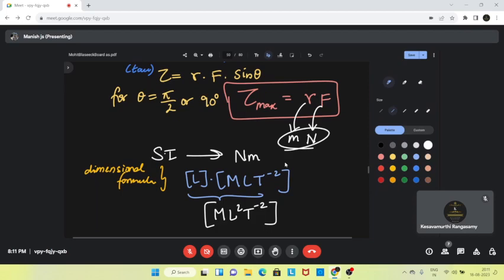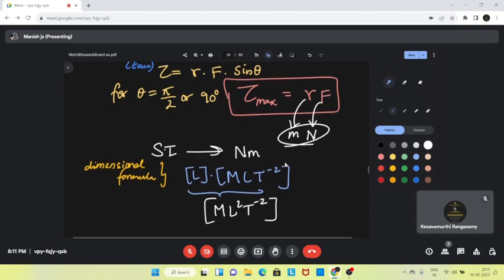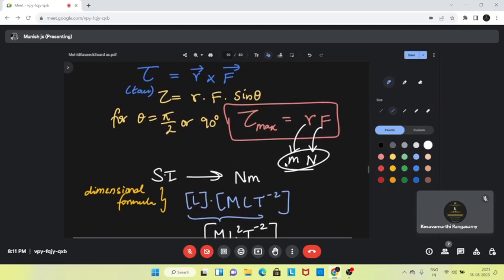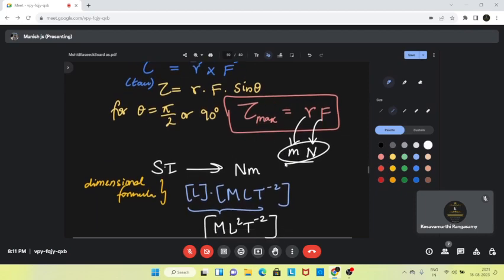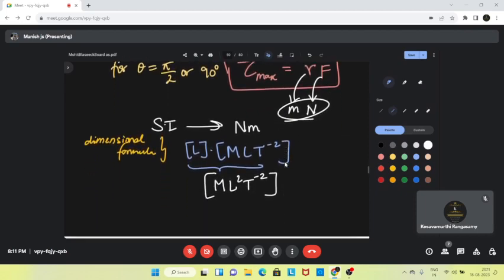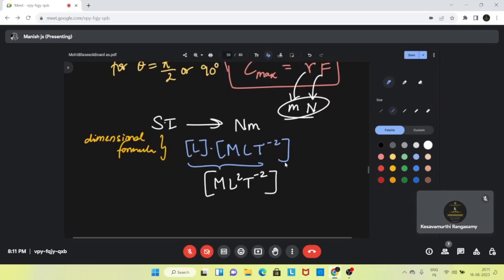Okay, so this is something that you will have to keep in mind. So torque formula, how is it applied? What are the conditions for maximum torque? And appropriately its SI unit along with dimensional formula. So all this we have covered so far. Okay, so this is all about it.